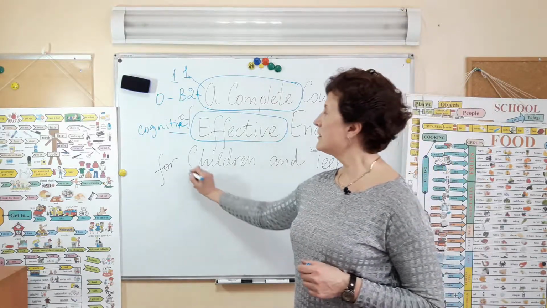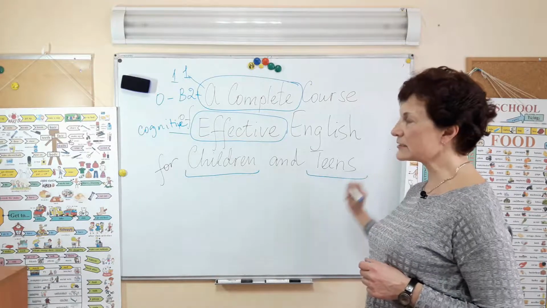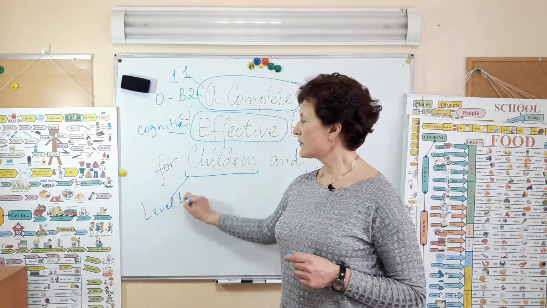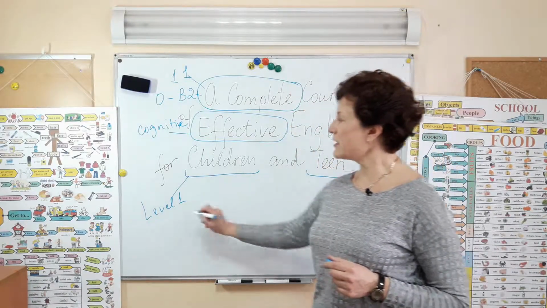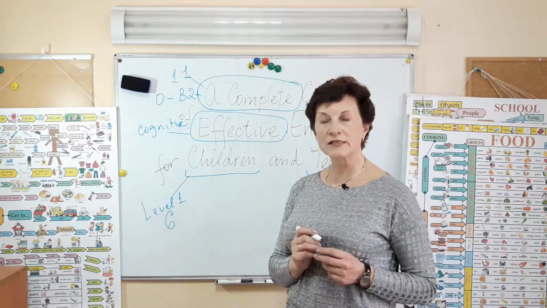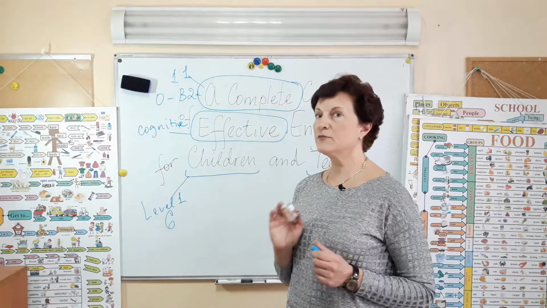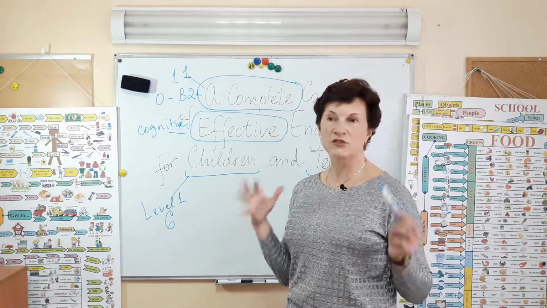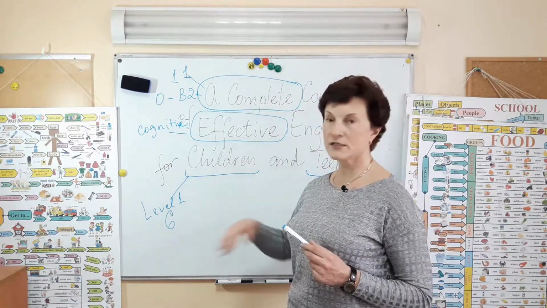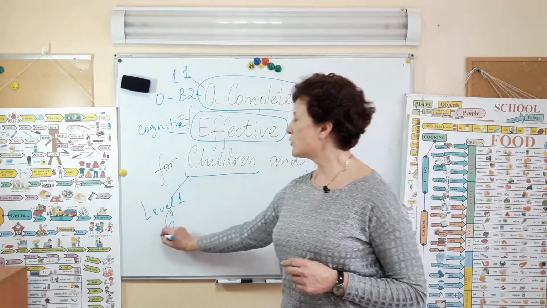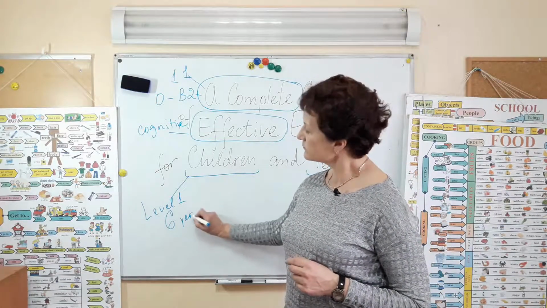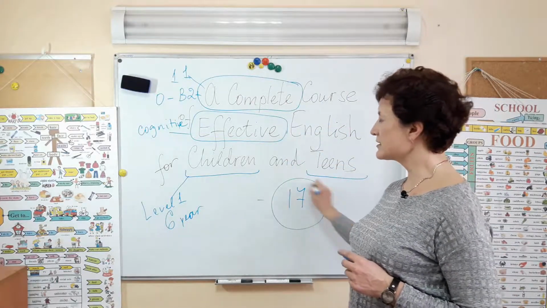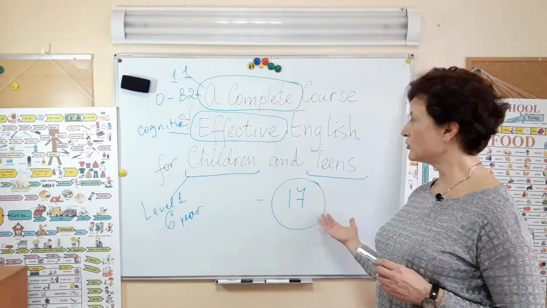And finally, for children and teens, we will start with level 1. And this level is aimed at kids who are 6 years old, probably 7, but better 6. This is the time when we start general education in Ukraine, and that is when we start teaching our kids. So we start with 6-year-olds, and we plan to complete the course with the 17-year-old teens.